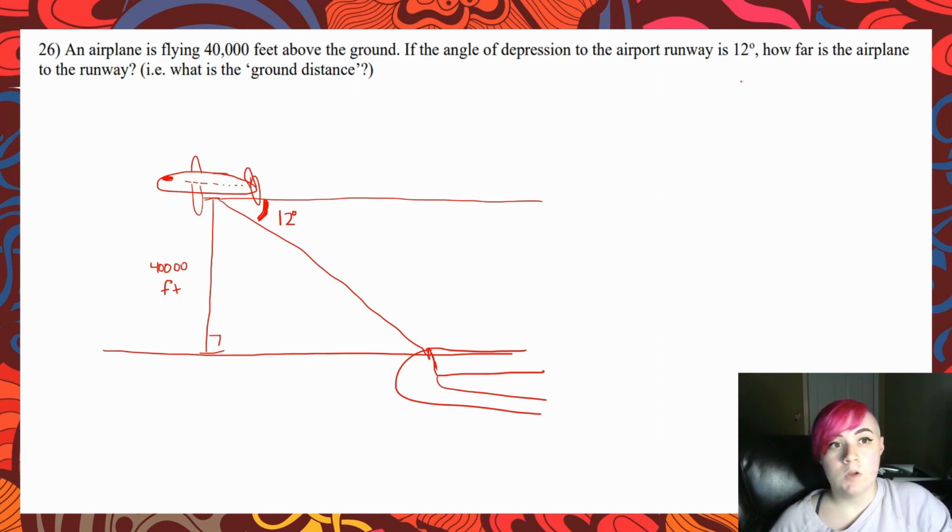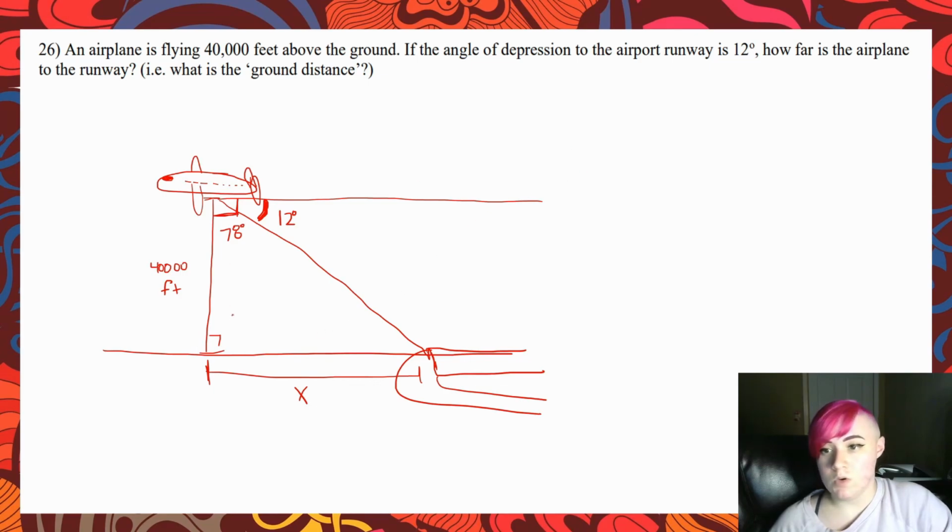How far is the airplane to the runway? So how far from the runway is the airplane? This part, that's what we're looking for. So we need this angle, or one of the angles in the actual triangle we have. This is going to be a 90-degree angle. 90 minus 12 is going to be 78 degrees.